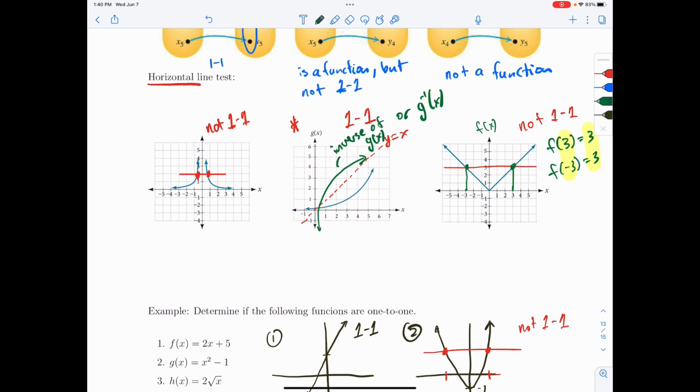Okay, and the reason why we can't find the inverse of a function that's not one-to-one is, let's suppose I take this absolute value function graph. If I reflect over that line y equals x, I get this graph, and this is not a function. It does not pass the vertical line test. So we must have a function be one-to-one in order to find an inverse that is also a function.